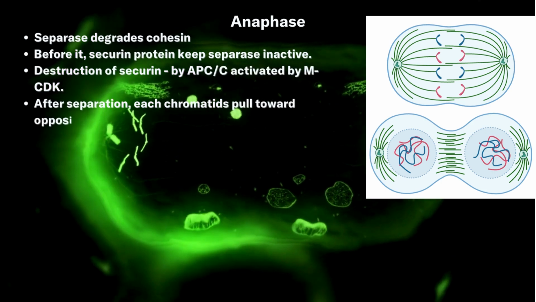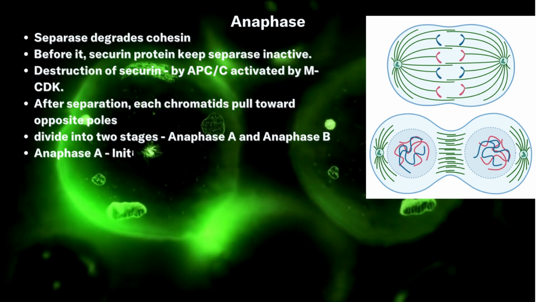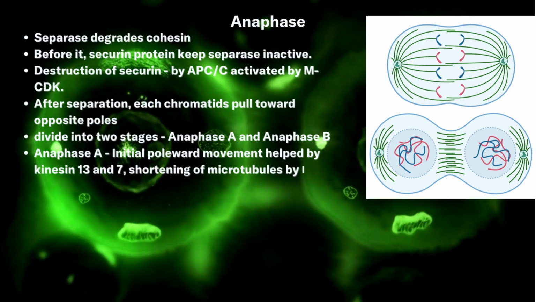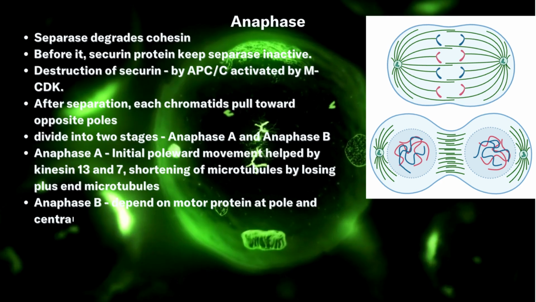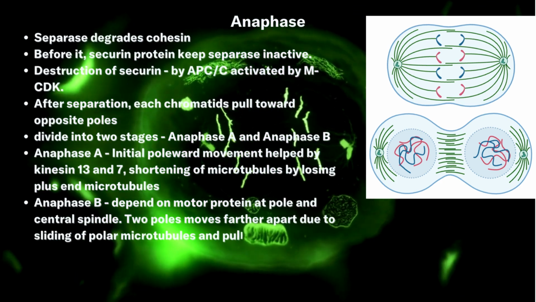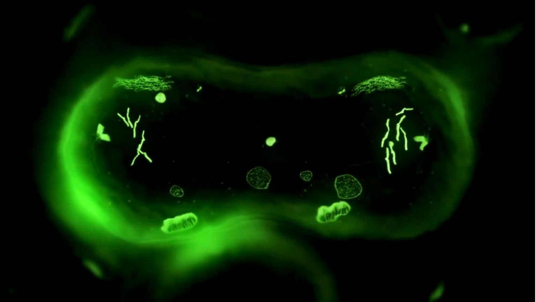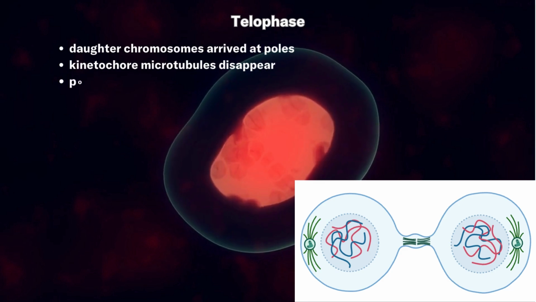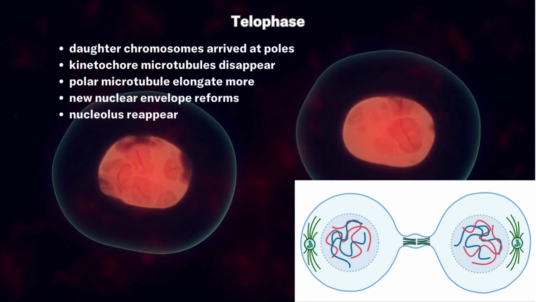After separation, each chromatid is pulled towards opposite poles. Anaphase is divided into two stages, anaphase A and anaphase B. Anaphase A is the initial poleward movement helped by kinesin 13 and 7, with shortening of microtubules by losing plus end subunits. Anaphase B depends on motor proteins at the pole and central spindle. The two poles move farther apart due to sliding of polar microtubules and pulling forces exerted by astral microtubules. In telophase, daughter chromosomes arrive at opposite poles. Kinetochore microtubules disappear. Polar microtubules elongate more. The new nuclear envelope reforms and the nucleolus reappears.